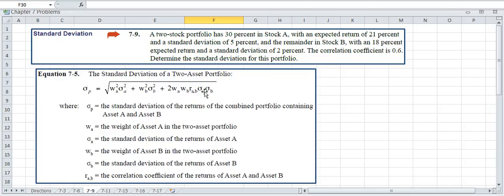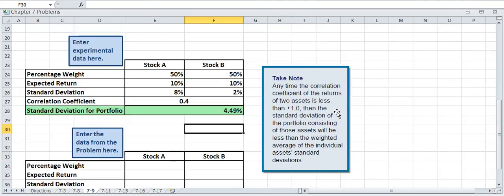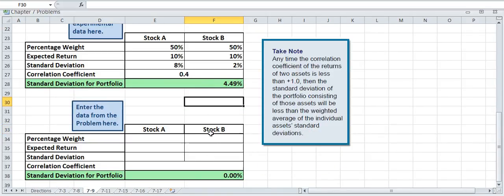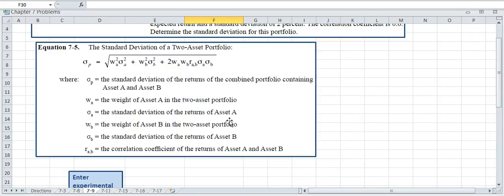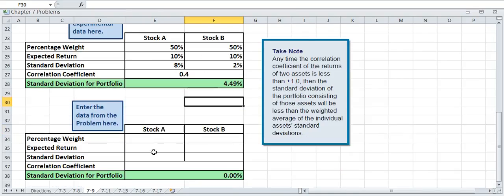Okay, so back to the correlation coefficient, or the R value. Now, what I've done here, once again, is I've got two tables that we can work with. The top one is for you to put any numbers or values in you want and just see what happens. And for the bottom one, this is where I want you to put the values in for the actual problem. So for example, for stock A, you would put a weight right here of 30 or 0.3.